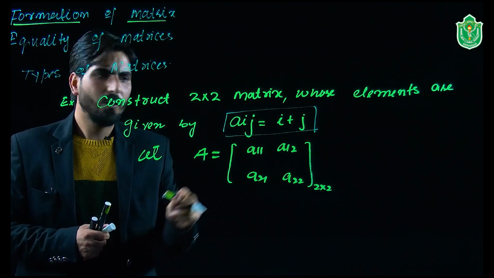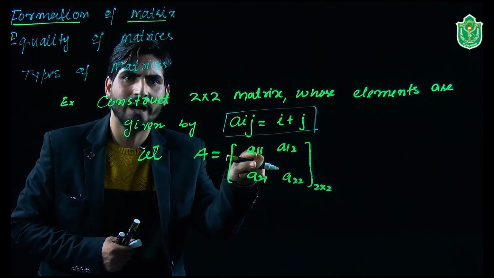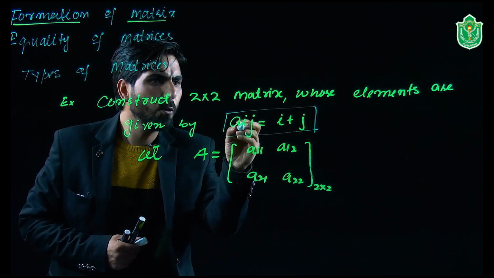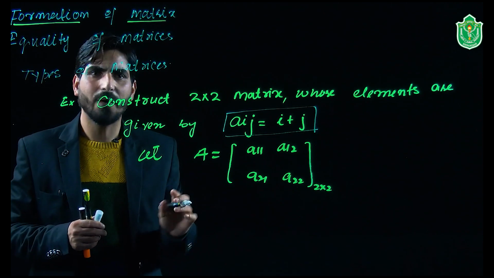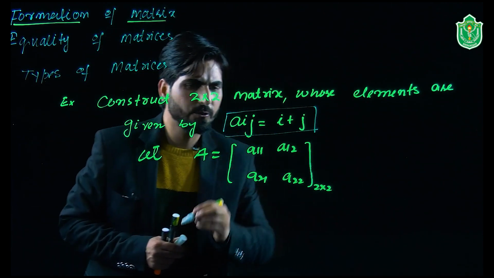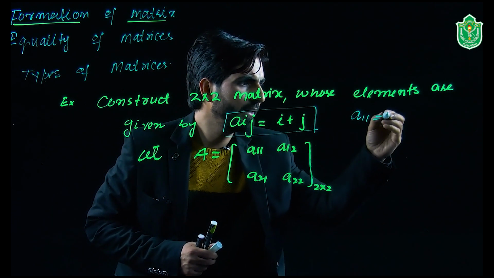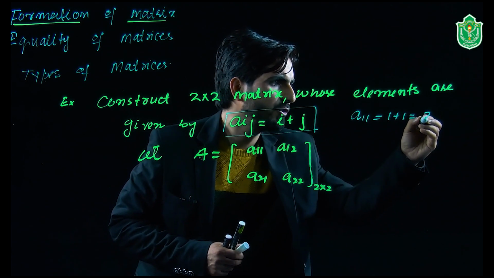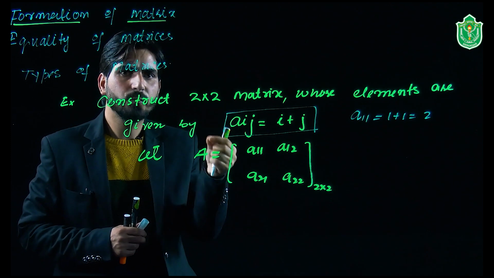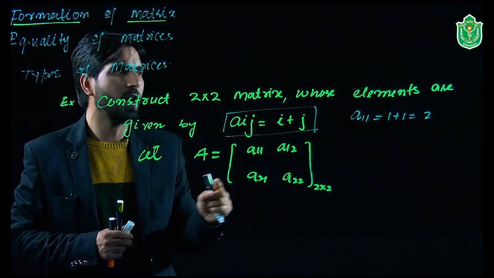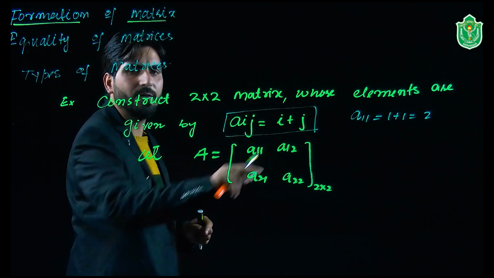So first of all, we have to find A11. Here the value of i is 1 and j is 1. So I will put here i is equal to 1 and j is equal to 1. We will get the value of A11. So putting i is equal to 1 and j is equal to 1, we will get 1 plus 1, that is 2. So A11, that means the element that we have to write in first row and first column, is 2.